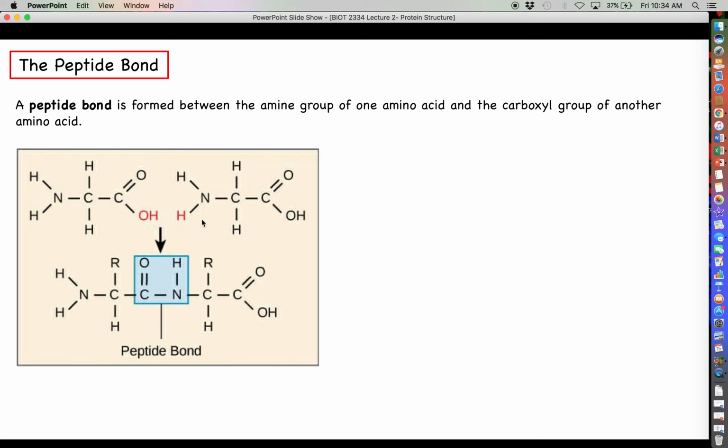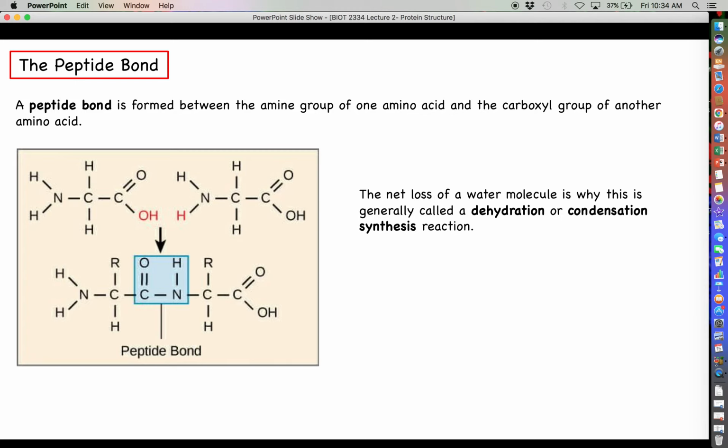Basically you get rid of those atoms that are colored in red, and you attach the C to the N right there. Attach the carbon to the nitrogen. That is the peptide bond. And like I said, the net loss of a water molecule here is why we call this a dehydration or condensation reaction. Once you join two amino acids together like this, we call the resulting molecule a dipeptide. Di being the prefix meaning two, and peptide, of course, referring to the peptide itself.